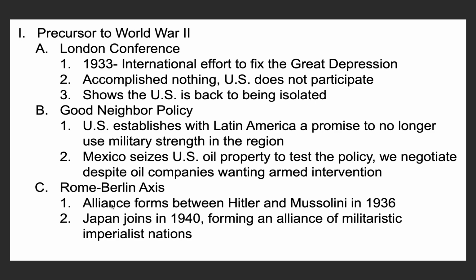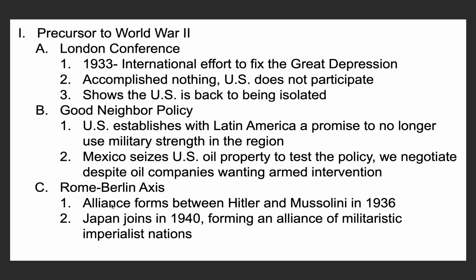But anyway, we declare in the, I believe, 1930s, may have been as late as 1940, that we will no longer use the military in that region to solve any disputes or economic issues that we may have down there. And this gets put to the test because shortly thereafter, after this policy is issued by FDR, Mexico seizes United States oil property in Mexico and tries to take it over for their own use.